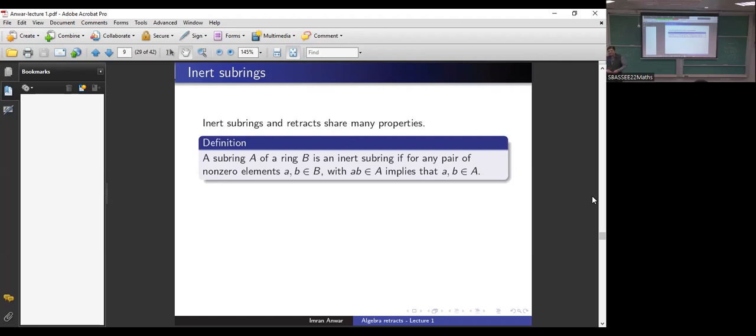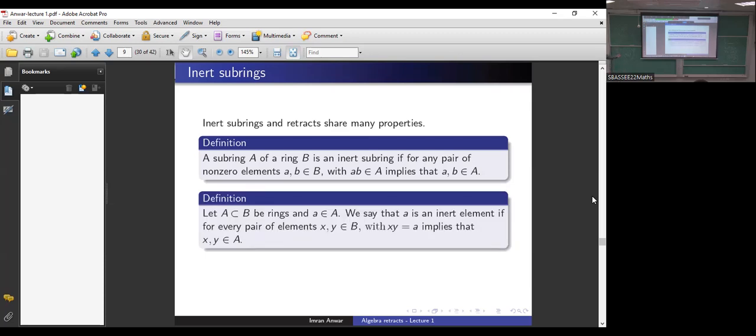If A and B in A implies AB is in A, that is the definition of a subring. The reverse is different: if the product of the two members is inside A, then it forces both elements to be inside A. The next slides will open up some more examples. This is good that you are guessing about the inert subring. This structure is very weird.